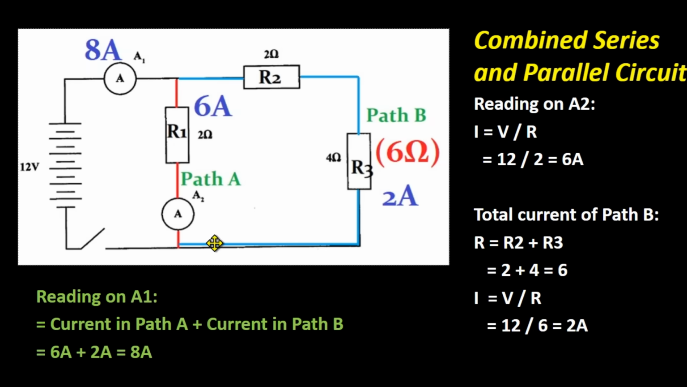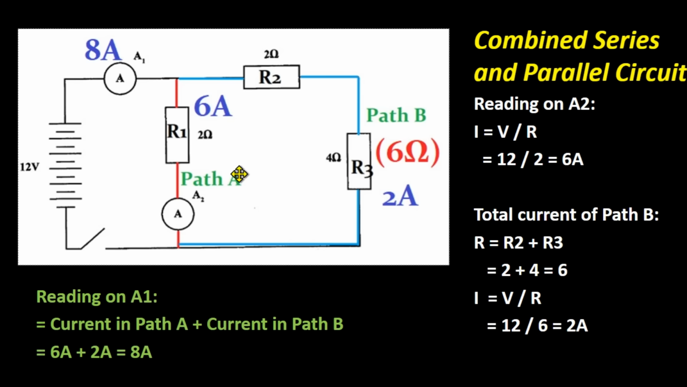Now what if we had to calculate the readings on both ammeters? How are we doing that? Well, let's start with ammeter 2, because this is only part A, which is the red line. So what we have to do is say I is equal to V over R. Then the voltage, the 12 volts, remember each pathway is going to have 12 volts. So part A is going to have 12 volts as well. Part B is also going to have 12.